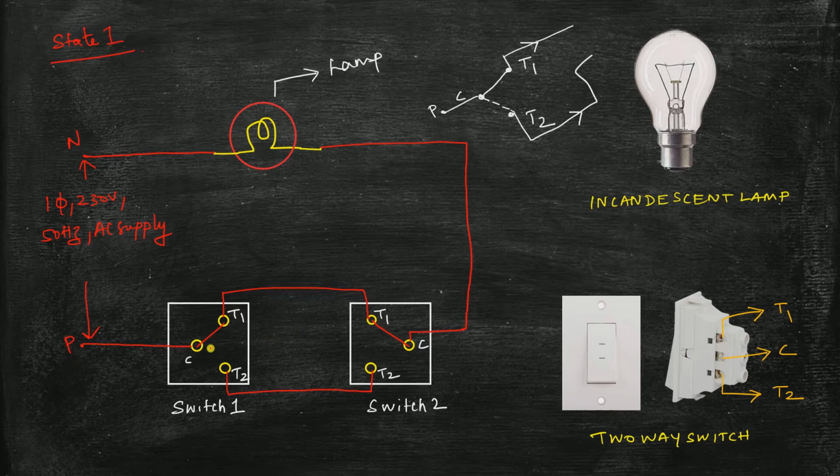Meaning, the link between C and T1 are closed. When the power flows from the phase terminal, the current takes this path, it enters into C, it flows between C and T1, it takes this path, then it flows through T1 and C, comes here, the current flows through the lamp and reaches the neutral. Thereby, the circuit is closed. At this state, the lamp glows.